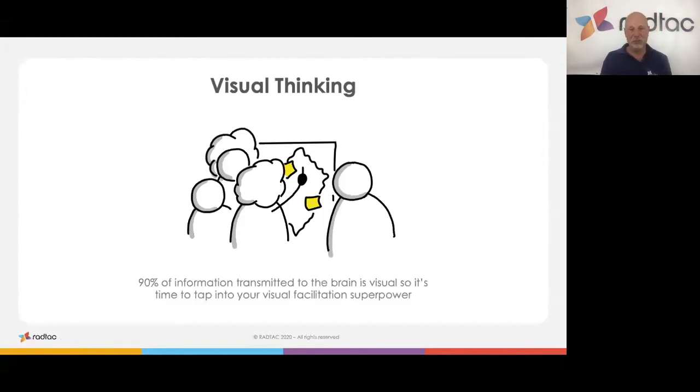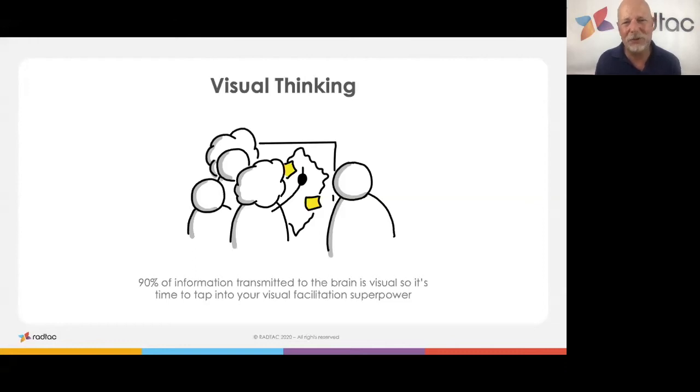Visual thinking. I'm just going to have a look at a few ideas here, which track back actually to earlier webinars. Visual thinking. Yeah, whenever we run workshops, or whenever we communicate, or whenever we're trying to evolve an idea, my experience is the more visual we can make something, the better. So there's a quote here: 90% of information transmitted to the brain is visual. So it's time to tap into that superpower. Amazing Scrum Masters always think about getting things visualized.